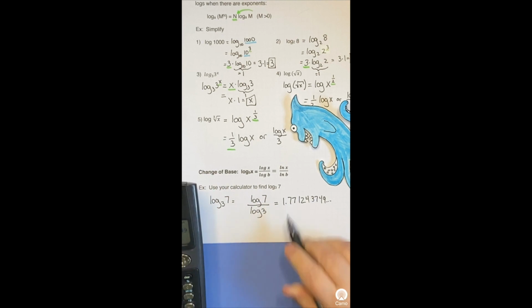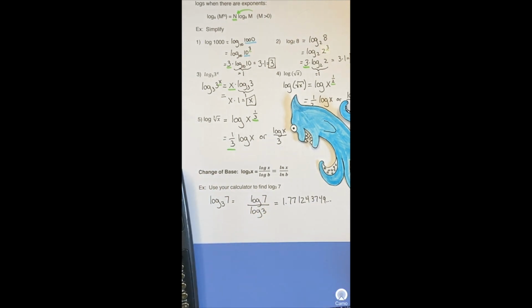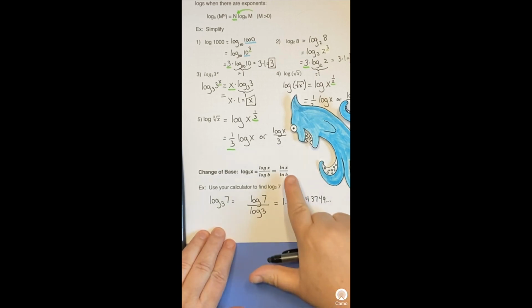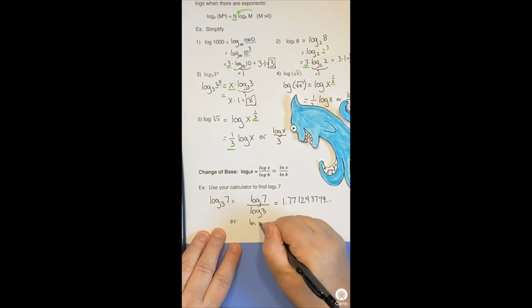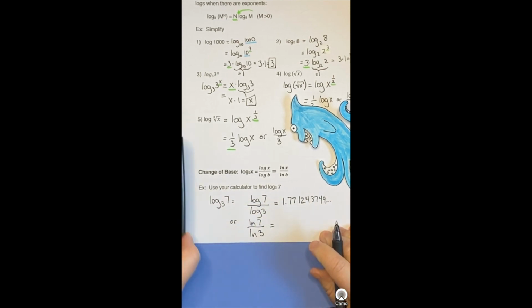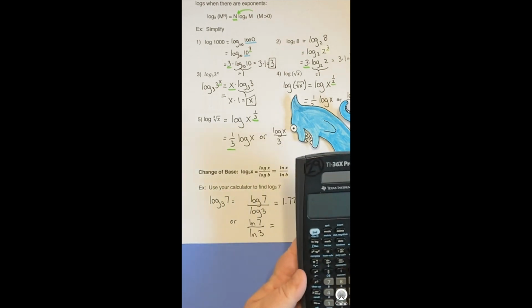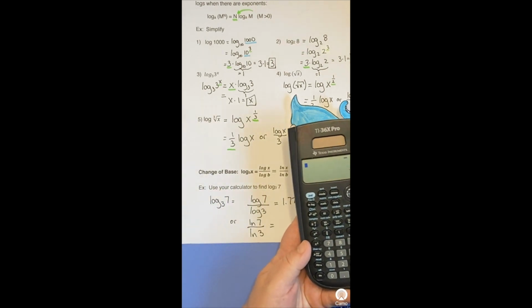And we're not asked to round it, so I'm not going to worry about rounding it. But what I am going to do is I'm going to go ahead and use the other formula, natural log of 7 over natural log of 3, because a lot of students are like, I don't think those would be the same. And the answer is they are. It's pretty cool.